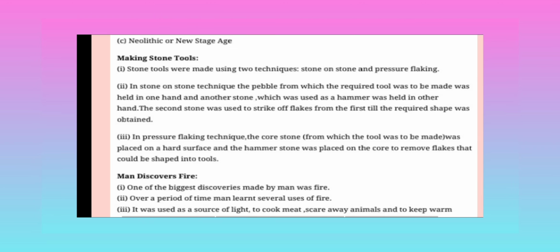In the upper side hand, the people are holding another stone as a hammer, and with the upper stone the people are giving shape to the downside stone, continuously rubbing and removing the flakes or upper core. Another technique is pressure flaking. The stone which the people want to give shape to is kept on the ground, and with the other stone the people are continuously hammering, or beating, and giving the shape. That is called the other technique.